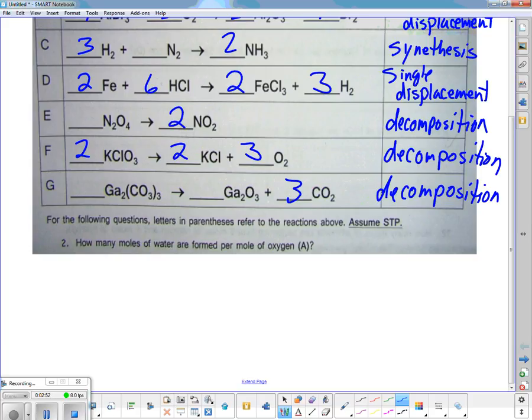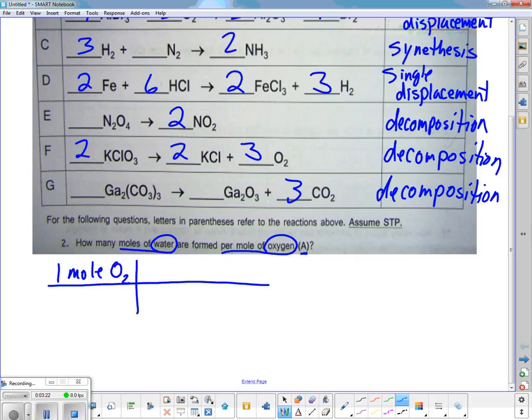Okay, so this first one here, how many moles? This, by the way, right here, tells you what equation to go back up and look at. Okay, so we're going to go back up and look at A here in just a minute. But we want to know how many moles of water, remember my little trick here to keep track of what we're doing, per mole of oxygen. When it says per mole of oxygen, what does that mean? How many moles of oxygen do we have? 1. Good. So we're going to do 1 mole of O2.